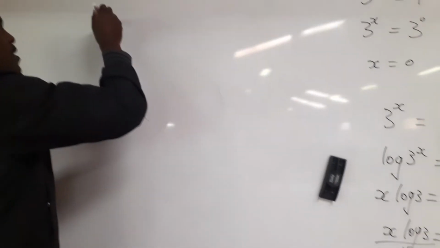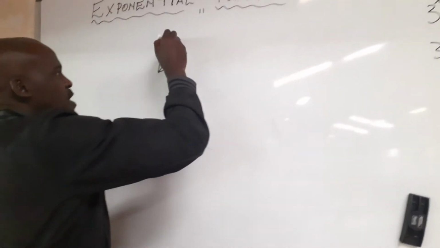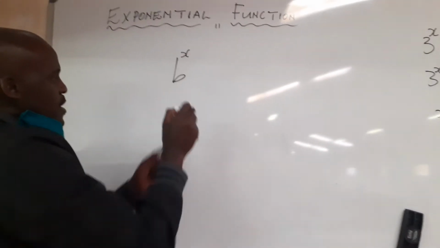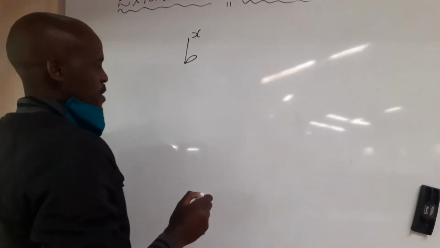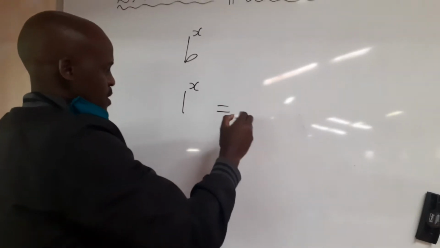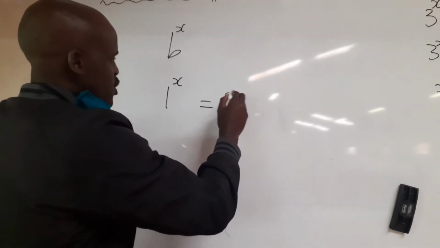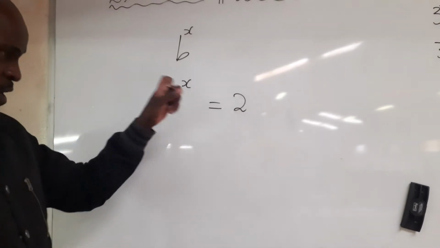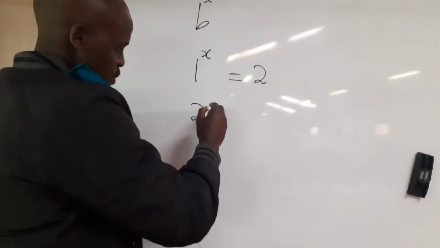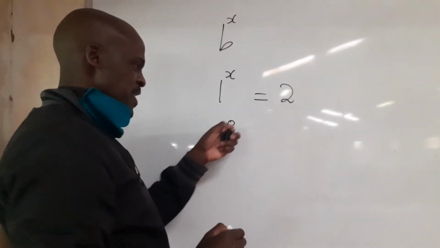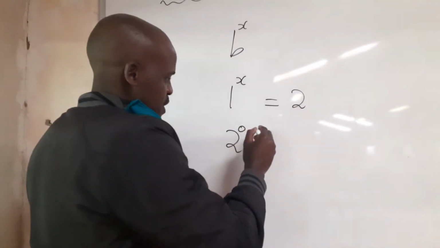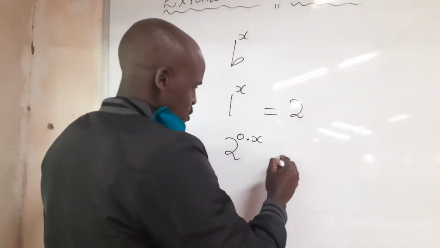Now, we have b exponent x. Let us make b to be 1, for instance. If we have 1 exponent x is equal to 2, we want to solve for x. So 1 is the same as 2 exponent 0. Any number to power 0 is 1. So it's 2 exponent 0 times that exponent, which is x. We want to solve for x here.